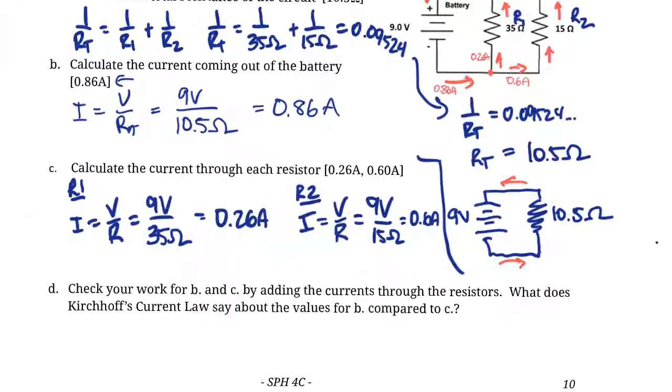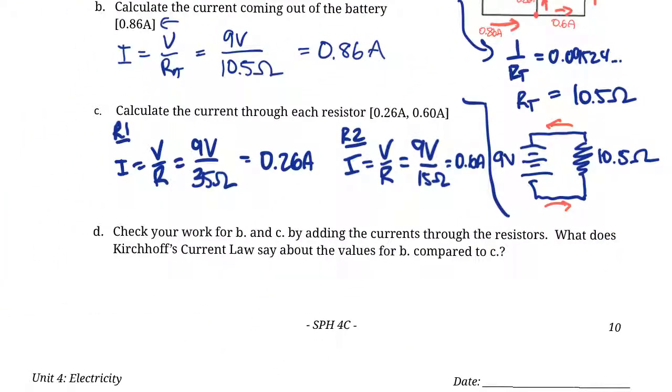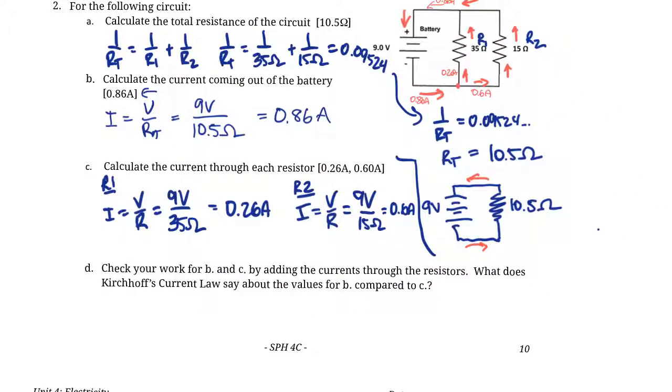And that's what the next question is asking us for. It's asking us to check our work for B and C by adding the currents through the resistors. What does Kirchhoff's current law say about the values for B compared to C? And that's exactly what it says. It says in any place where there's a split, the currents coming out of that split have to equal the current going into that split, right?